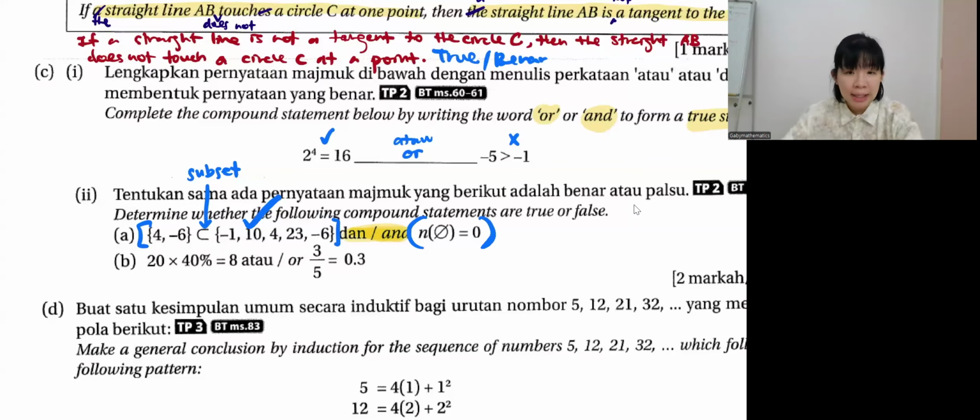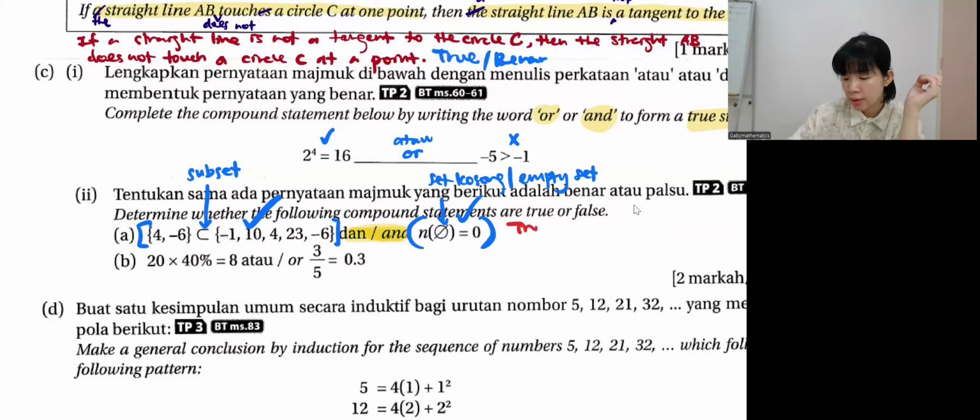Number of elements for this empty set. So this is called set kosong. Okay, empty set. Number of elements for the empty set equals 0. True or false? When we say empty set, it means nothing. So the number of elements is 0. So it's also correct. So this is true. Benar.